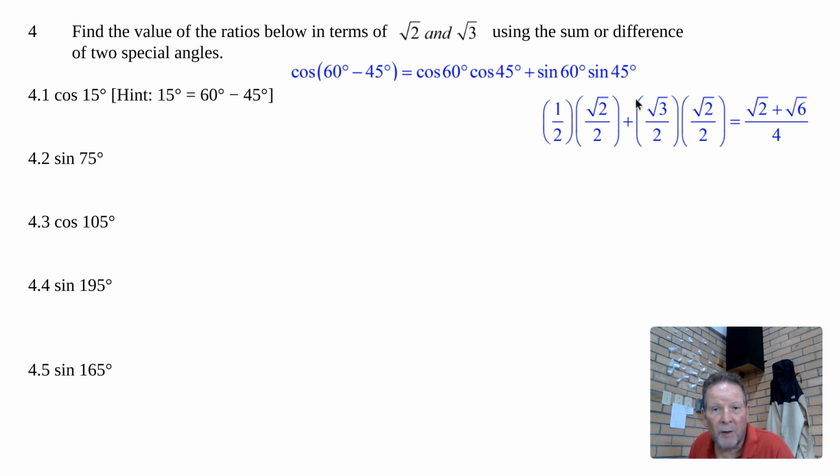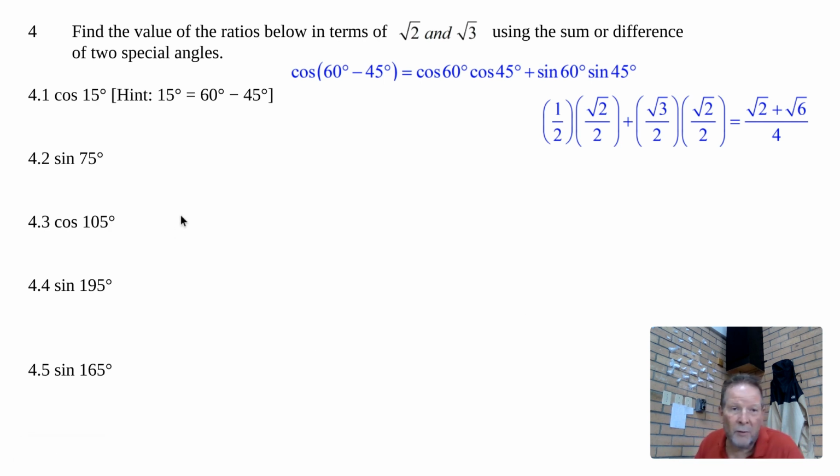So the sine of 60 is root 3 over 2. The sine of 45 is root 2 over 2. It's a little nicer to see you've got 2 times 2 is your common denominator, 4. You've got root 2 here, and root 3 times root 2 is root 6, and there's your answer.